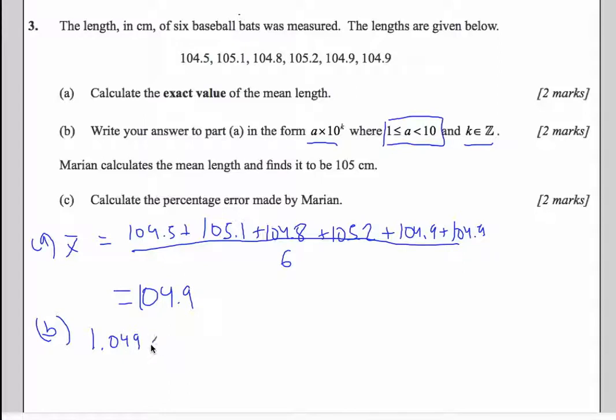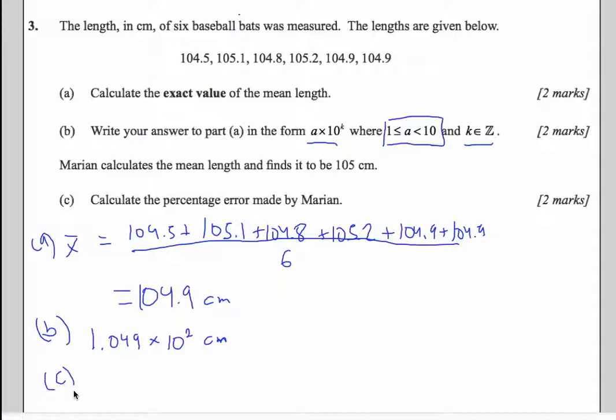Now this number is between 1 and 10, so it's good. And then it's going to be times 10 to the power of, now we moved 2 to the left here, so this is going to be a 2, because when you do 100 times this number, it's going to be 104.9. Okay? There you go. We should probably use our units in both of these. That's our average baseball length in standard form.